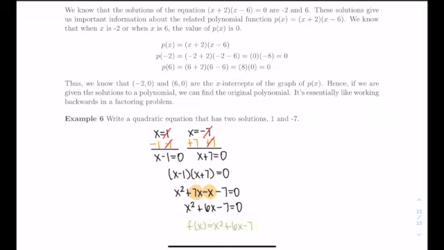And so that means we can write this as our function f of x equals x squared plus 6x minus 7. And if you were to then factor this out, you would end up getting that your solutions were 1 and -7.